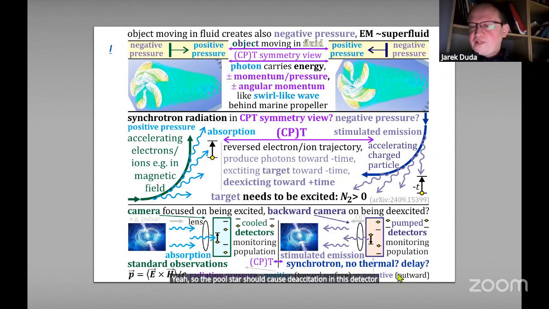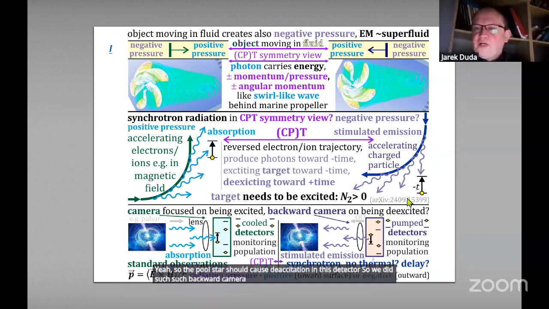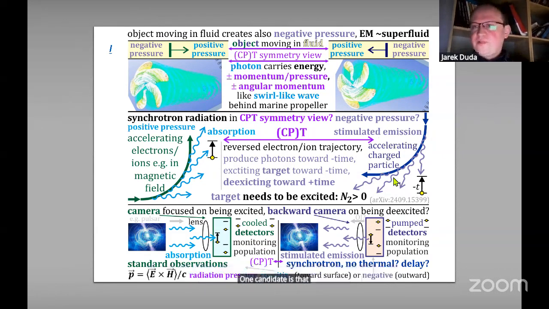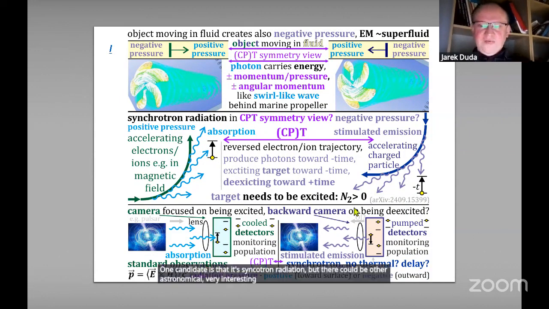So building such a backward camera detector, we should be able to see not positive but negative radiation pressure from the target. So I think it would be very interesting to find different sources of this negative radiation pressure. One candidate is synchrotron radiation, but maybe there could be other very interesting astronomical objects which should also cause it.